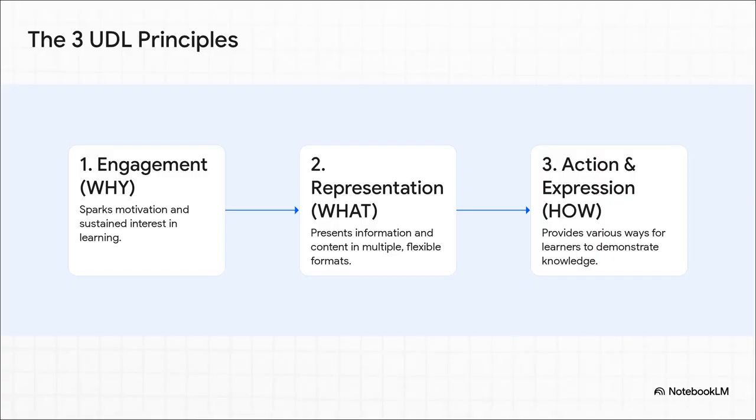Okay, first, provide multiple means of engagement. This is the why of learning. It's about tapping into the brain's affective networks, the emotional side, to spark interest and motivation. Second, multiple means of representation. This is the what of learning. It hits the brain's recognition networks by presenting information in a bunch of different ways. And third, multiple means of action and expression. This is the how of learning. It taps into the strategic networks by giving students choices for how they can show what they know.